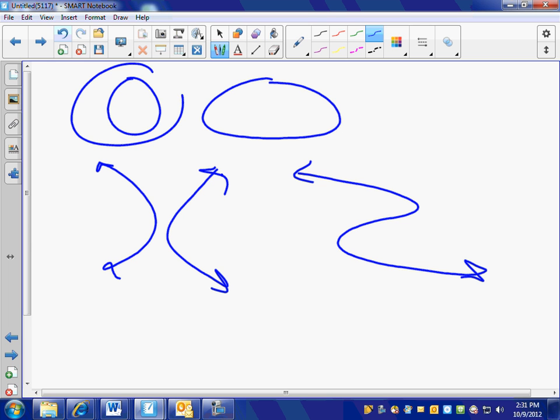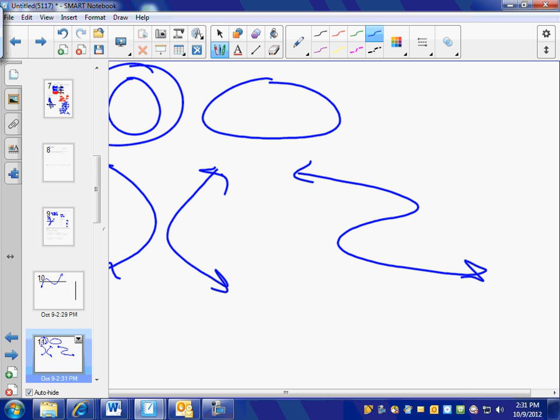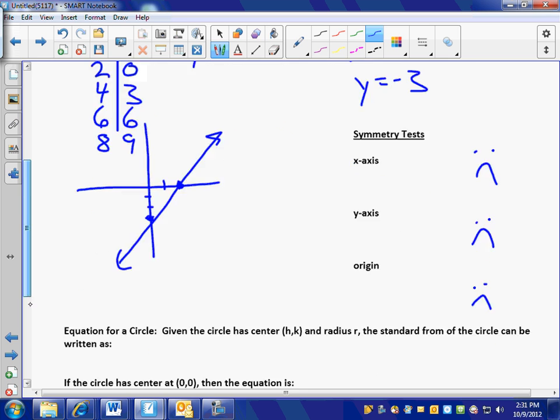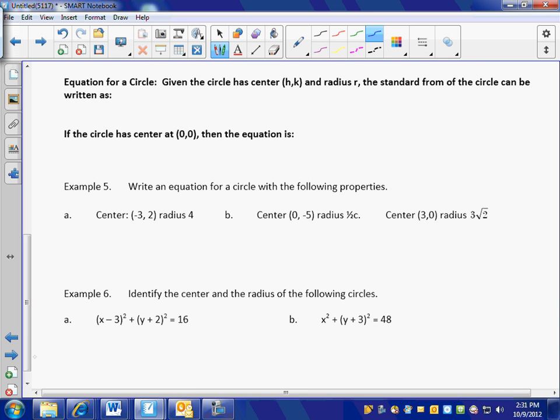Well, let's just stick with this one right now. Okay? We'll do the circle. All right, so let's do circles. And I'm going to tell you guys that after today, you will know how to graph circles, and you'll say, that was easy peasy. The only problem is that hyperbolas are infinitely more difficult. So we start here. Equation for a circle. Given a circle has a center (h, k) and radius r, the standard form is this.